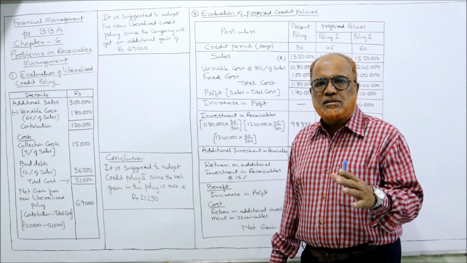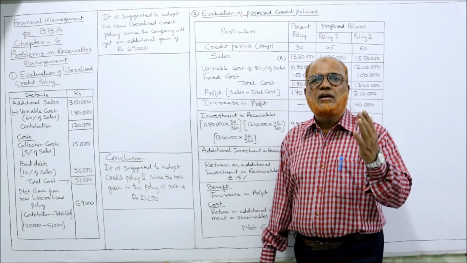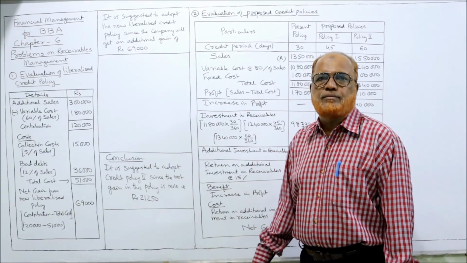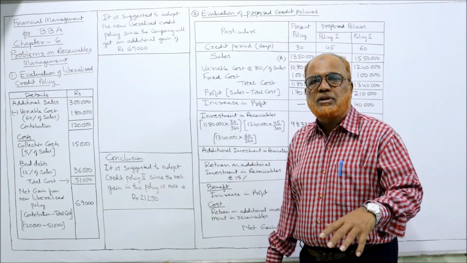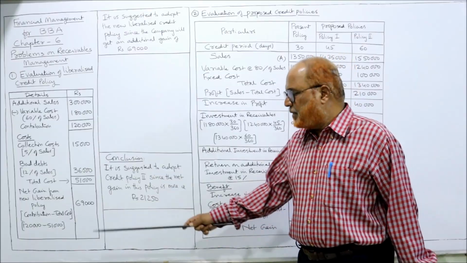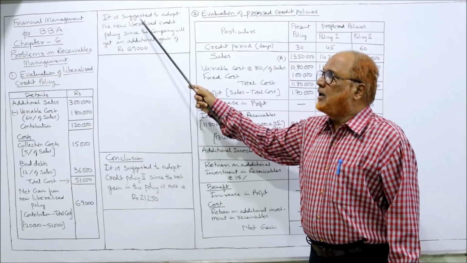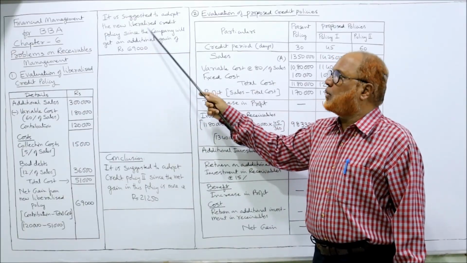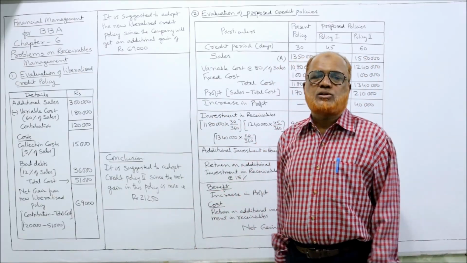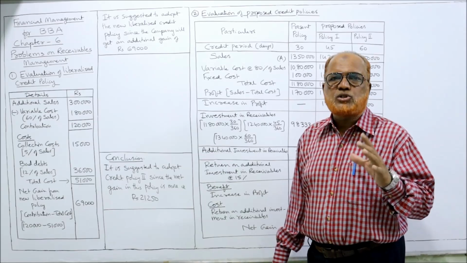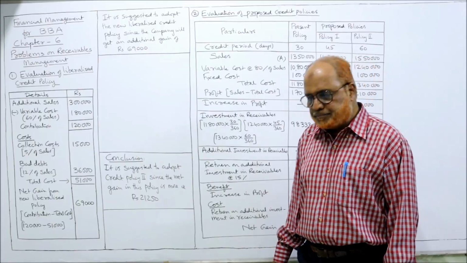So if the business adopts the new liberalized policy, the net gain will increase by 69,000 additional gain. So we suggest to the company to adopt this new policy because there will be a net gain of 69,000. So the ultimate conclusion: it is suggested to adopt the new liberalized policy since the company will get an additional gain of 69,000. That's all. This is a simple first problem on evaluation of proposed credit policy.